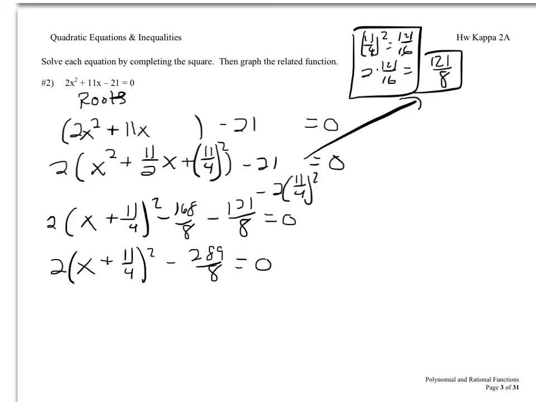Once you've simplified it, I'm going to be doing this on the next page, so I have room for it. This part right here is what I'm going to use for my related function on the next page. Continuing to solve this, I'm going to add 289 over 8 to both sides of the equation. Trying to solve the equation for x.